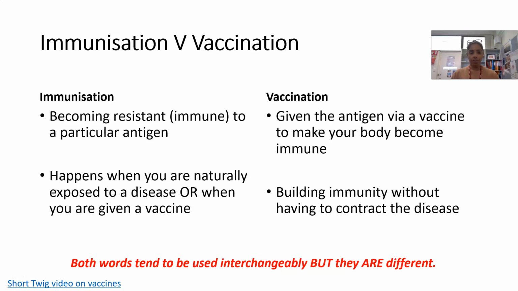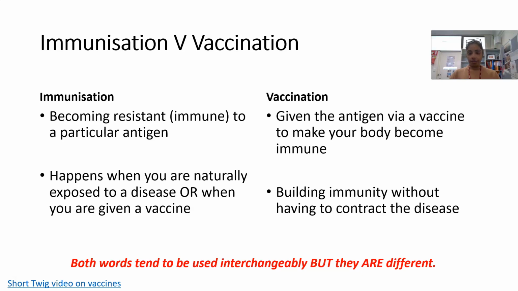So, an immunization. This is when you become immune or resistant to a particular antigen. So we're looking at foreign antigens here. This can happen naturally when you are exposed to a disease, or it can happen artificially when you are given an injection. That antigen is introduced artificially via some sort of medicine into your body.